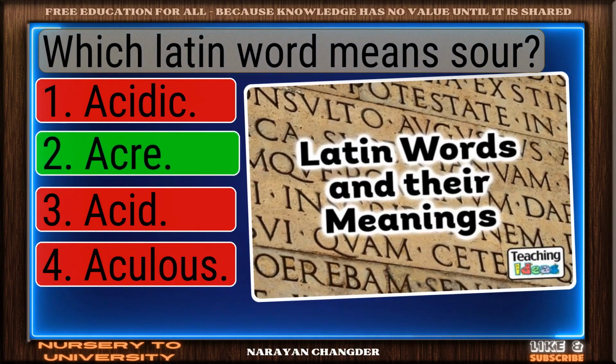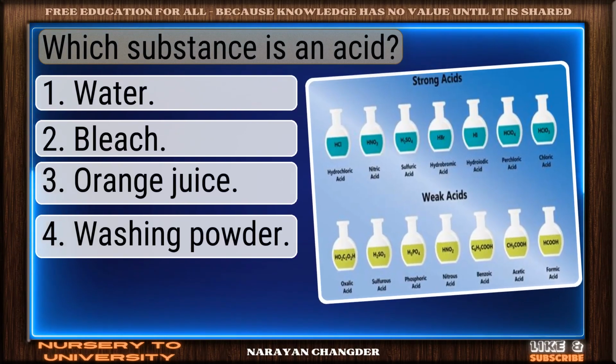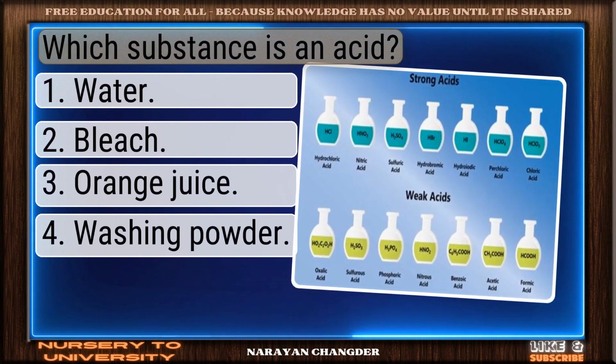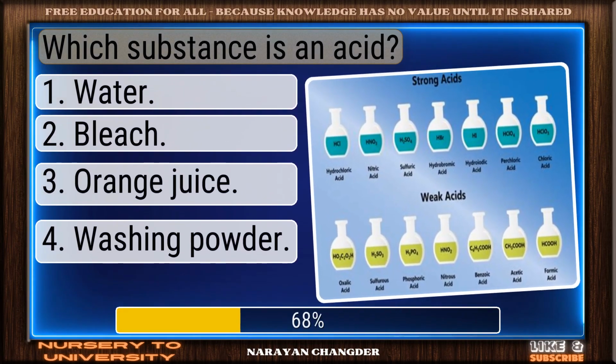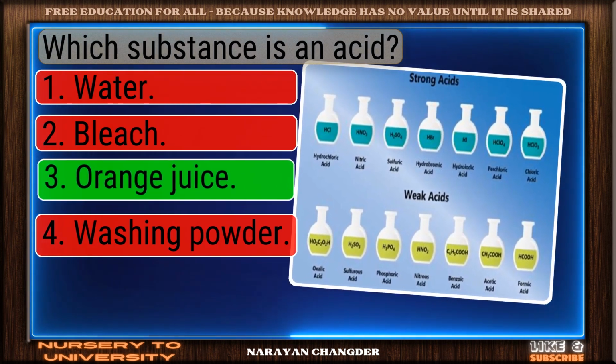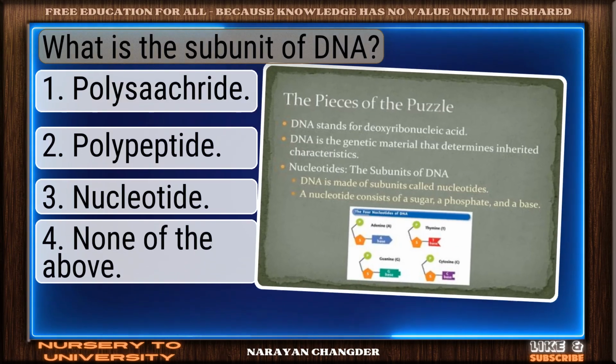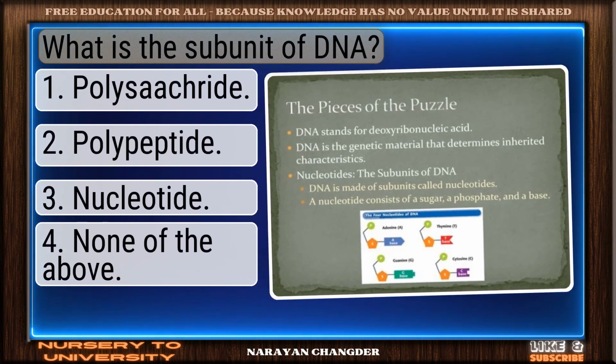Nice work. You chose acere, and it is correct. Question number 181. Which substance is an acid? Right again. Orange juice is a valid answer. Question number 182. What is the subunit of DNA?